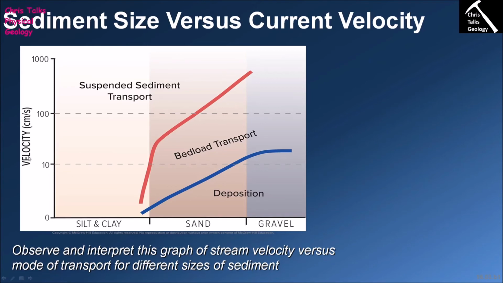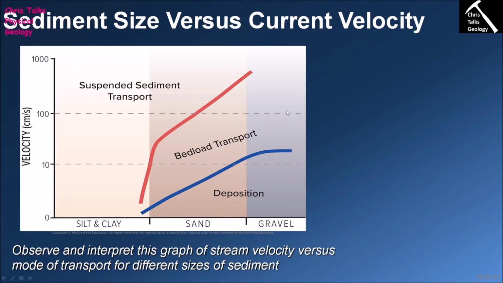On the vertical axis here, we have velocity in centimeters a second. So you can see we have 0, so no velocity, 10, 100, 1000. So velocity is increasing as we go up. We also have 3 regions on our diagram showing us how the sediment is being transported in each region, or whether it's being deposited. Below this blue line, the velocity of the water is so low that sediment must be deposited.